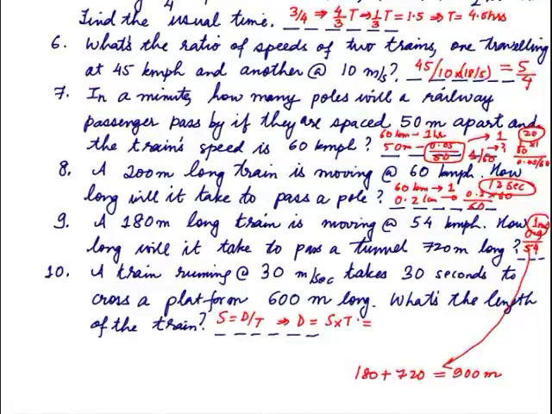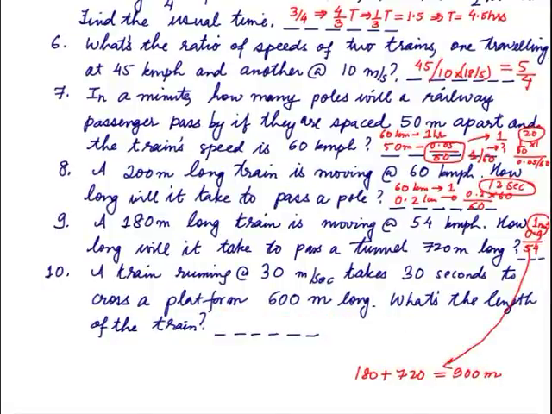The last question of our quick question series, question number 10. Here it is. It reads, a train running at 30 meters per second takes 30 seconds to cross a platform 600 meters long. What's the length of the train? Very simple. So the solution is fairly simple.